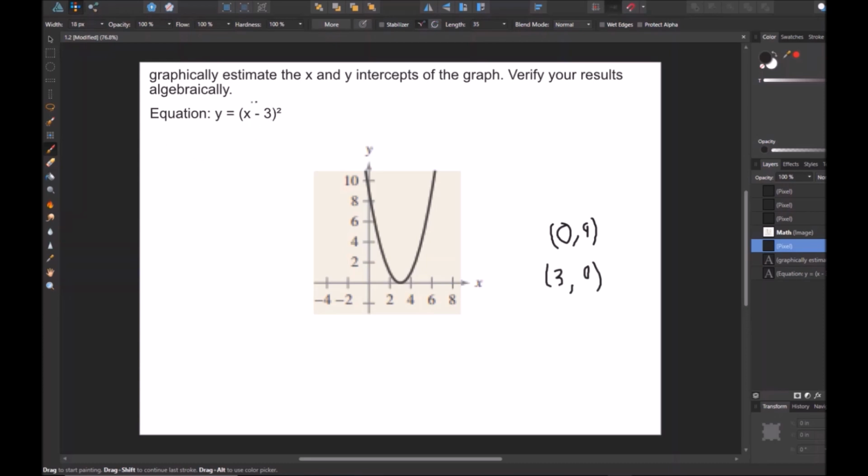I'm going to plug in 3 for the x value and 0 for the y value, and we'll see if the equation is satisfied. So 0 equals 3 minus 3 squared. Well, 3 minus 3 is 0, and we're doing 3 minus 3 first because of the order of operations. So we have 0 squared. 0 squared is 0, so 0 equals 0. So that is satisfied. This means that it is the x-intercept.